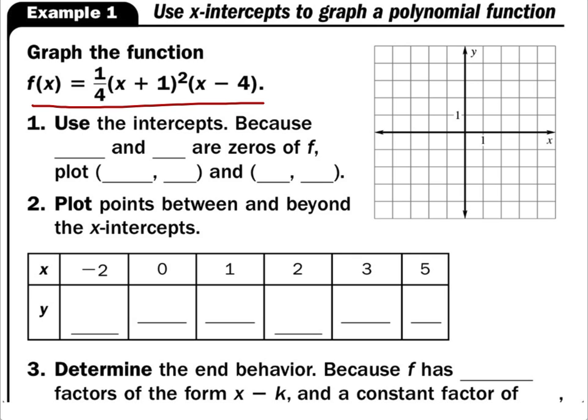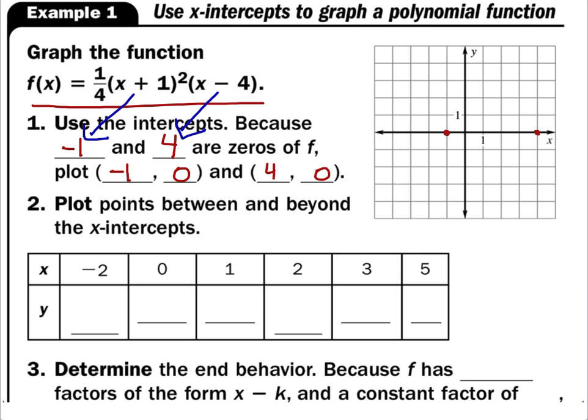First step is use the intercepts. Because -1 and 4 are zeros, those come from the factors. Right? -1 comes from that factor, 4 comes from that factor. Because -1 and 4 are zeros of f, we plot the points (-1, 0) and (4, 0). This is a connection between the factors, the zeros, and the x-intercepts on the graph. This was in the grid from before, on the prior page.